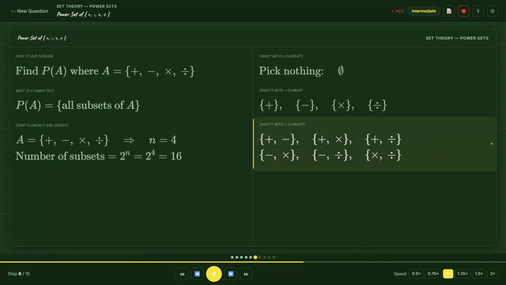Now let's pick 2 things at a time. We pair up plus with minus, plus with times, plus with divide, then minus with times, minus with divide, and finally times with divide. That gives us 6 groups of 2.